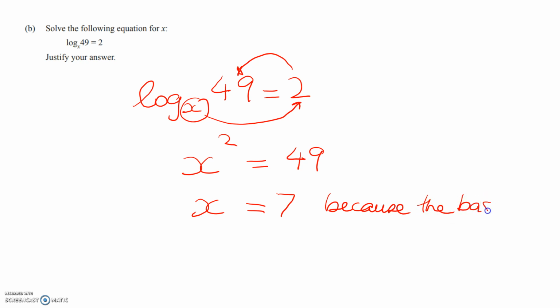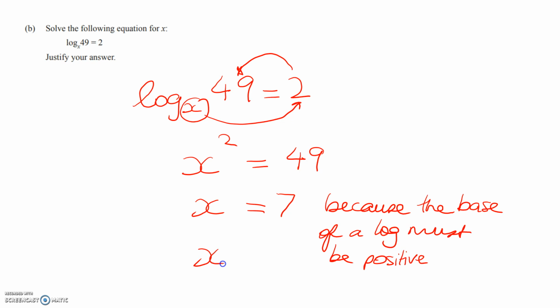because the base of a log must be positive. So we might just want to write on there somewhere that x is not equal to negative 7.